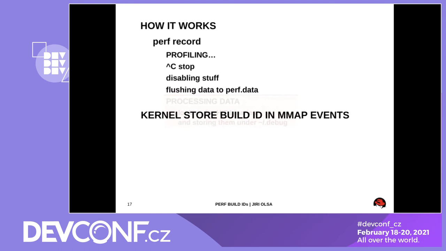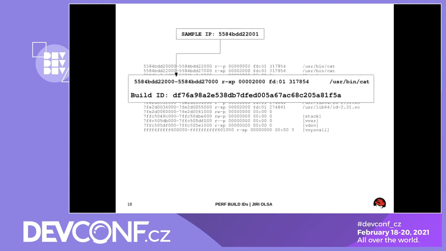And here is the place where the new feature comes into the game. The new feature is all about storing the build ID directly in the memory map event. The record option at the beginning, --buildid-mmap, is basically telling the kernel: when you store the memory map, store its build ID right away.